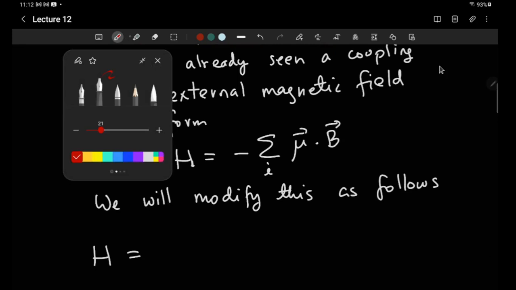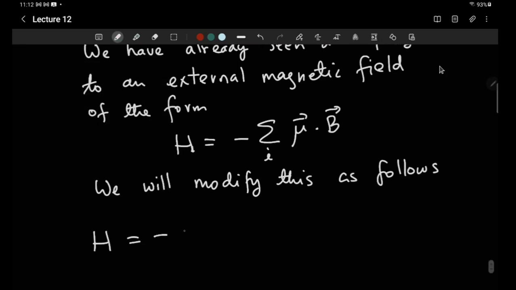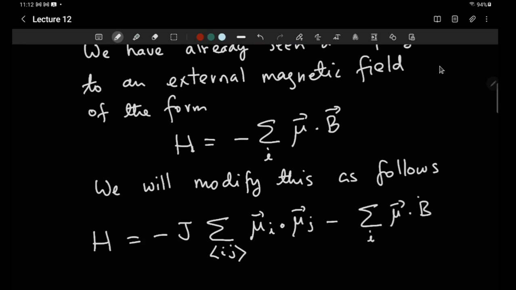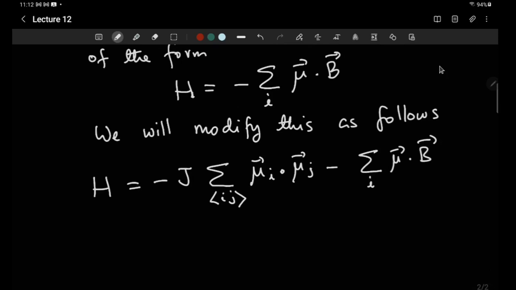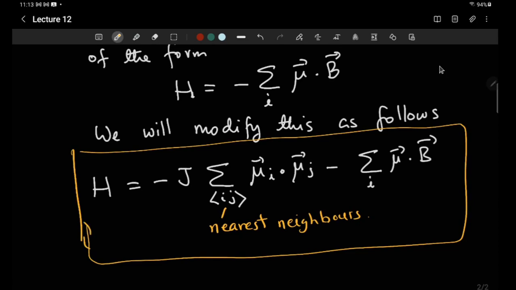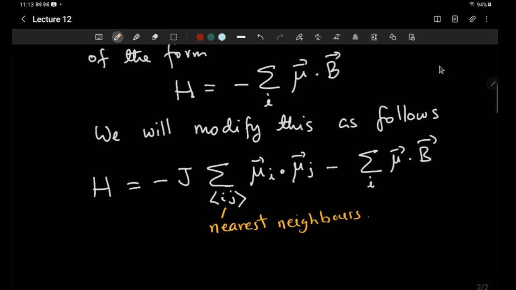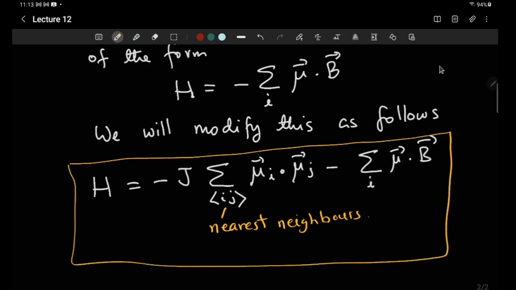So let's get back to this thing. So we'll write something like this, with a minus sign. This is not the most general thing, but I'll just write something. Okay. Does anyone know what this symbol, square bracket ij, means? Nearest neighbors. Sum over nearest neighbors. Okay. Is this clear? Okay. So this is the Hamiltonian that we will consider. And you can see that this is different from the earlier one because there are nearest neighbor interactions.